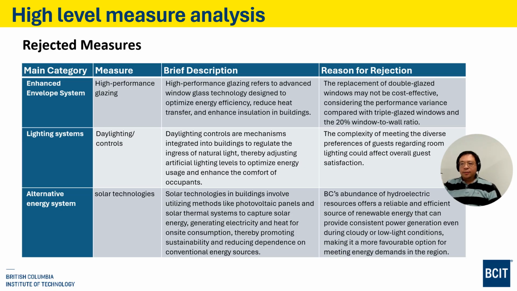We analyzed some high level measures and we rejected some of them. Let's say the high performance glazing, because right now for our building the window to wall ratio is not very high, only 20%. So even if we replace the double glazing with triple glazing, it didn't bring much improvement, but we would need to invest a lot.